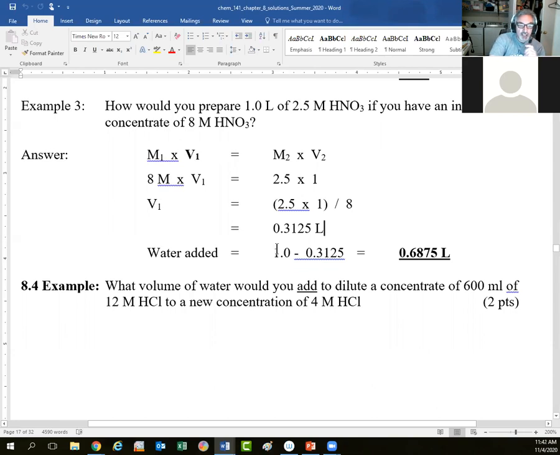We subtract that from the volume of the final solution desired. So we start with 0.3125 liters of the stock solution, and we're going to add, again, the difference between V2 and V1, 0.6875 liters, to get to that 1 liter solution at 2.5.